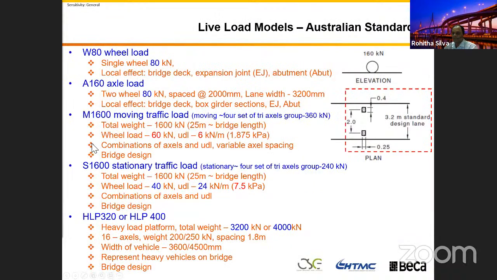And then we got an S1600 loading. This loading we represent the traffic jam situation on a bridge. It's still the same weight, but because it's a traffic jam, it can have a heavy vehicle, smaller vehicle, combined together. It's got an 80 kilonewton axle, but it's got a really big uniformly distributed load.